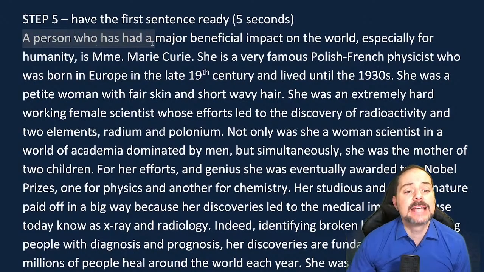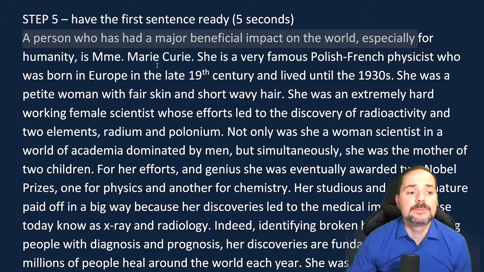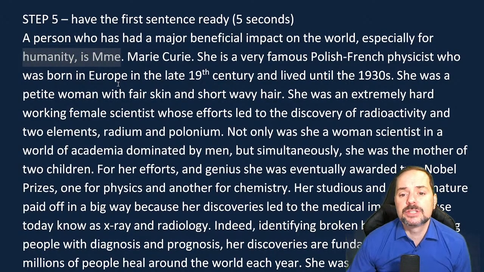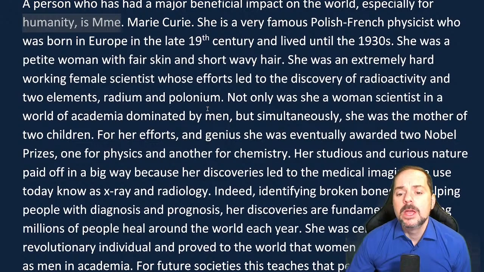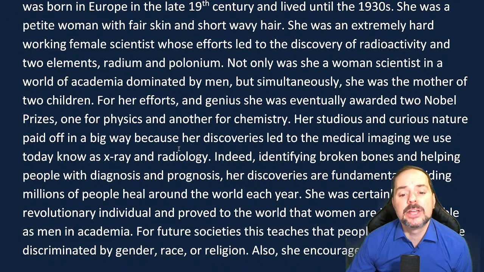A person who has had a major beneficial impact on the world, especially for humanity, is Madame Marie Curie. She is a very famous Polish-French physicist who was born in Europe in the late 19th century and lived until the 1930s. She was a petite woman with fair skin and short wavy hair. She was an extremely hardworking female scientist whose efforts led to the discovery of radioactivity and two elements, radium and polonium. Not only was she a woman scientist in a world of academia dominated by men, but simultaneously she was the mother of two children. For her efforts and genius, she was eventually awarded two Nobel Prizes, one for physics and another for chemistry.